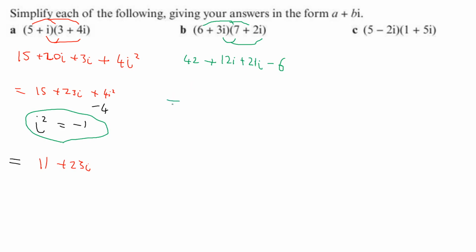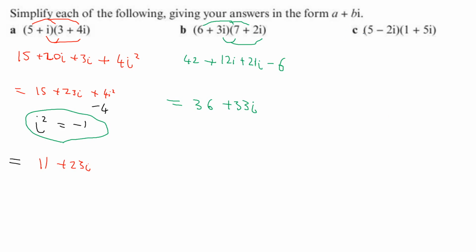And so now what we do is collect the like terms. 42 minus 6 is going to be 36. 21 plus 12, that's equal to 33. And so what we're left with is 36 plus 33i.